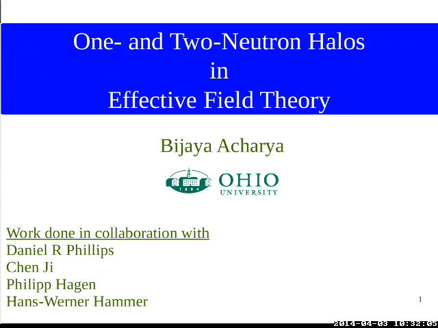The title of my talk is One and Two-Neutron Halos in Effective Field Theory. My name is Bijaya Acharya. I'm a graduate student at Ohio University, and this is work I did in collaboration with my dissertation advisor, Daniel Phillips, Genji, now at TRIUMF, Philip Hagen, who got his PhD from Bonn recently, and Hans Hammer at Bonn and Darmstadt.